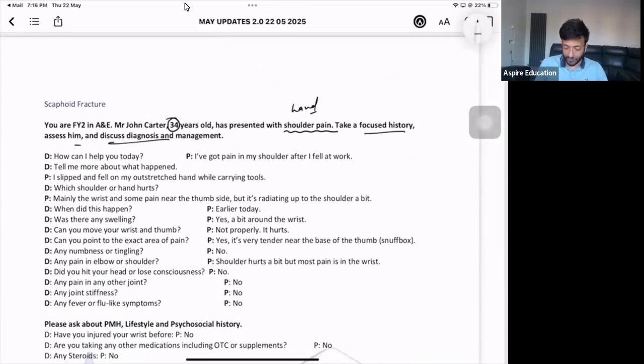Right. How can I help you? I've got pain in my shoulder. Sometimes they give the pain in the shoulder as well, but sometimes they give pain in the wrist area actually. It may not be shoulder, but maybe hand actually. It's more of a hand.